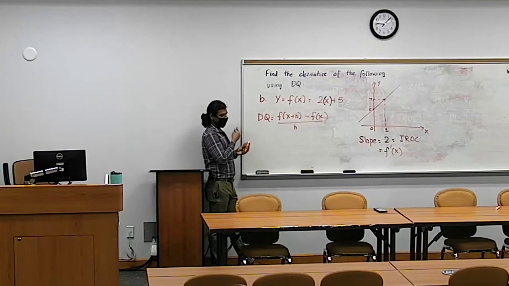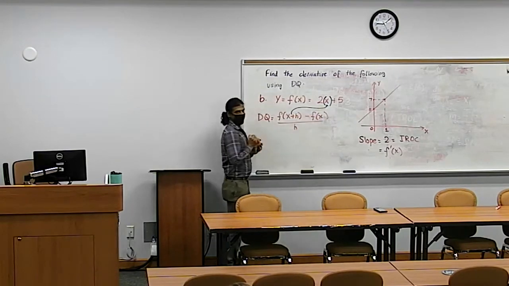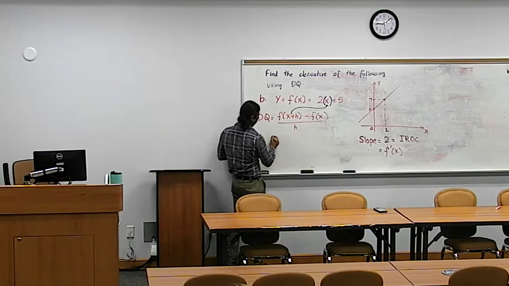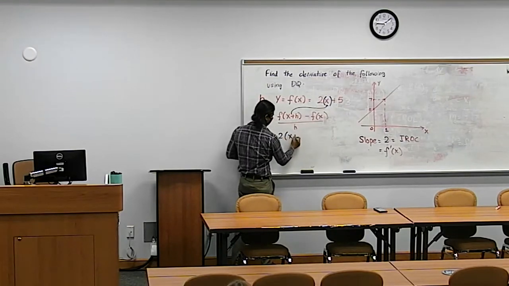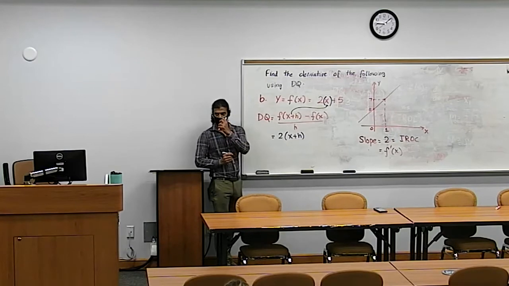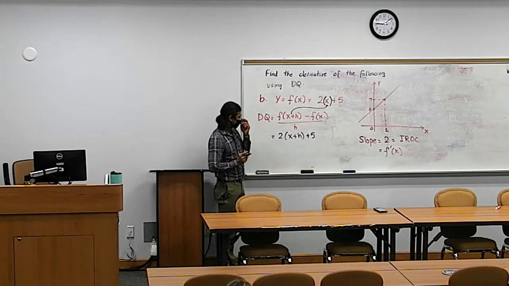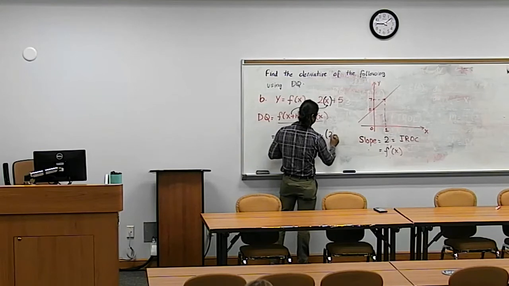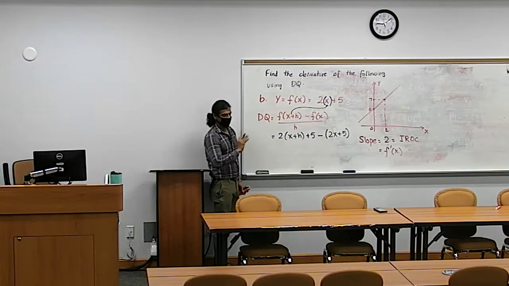You plug in x plus h for x in f of x. What should we get? 2 times x plus h, plus 5, minus the original function, so minus 2x plus 5, divided by h.